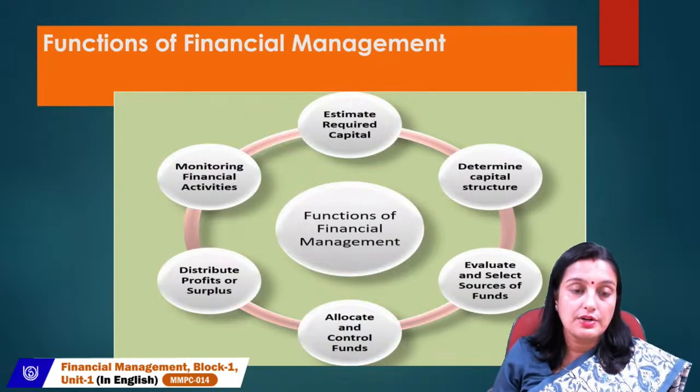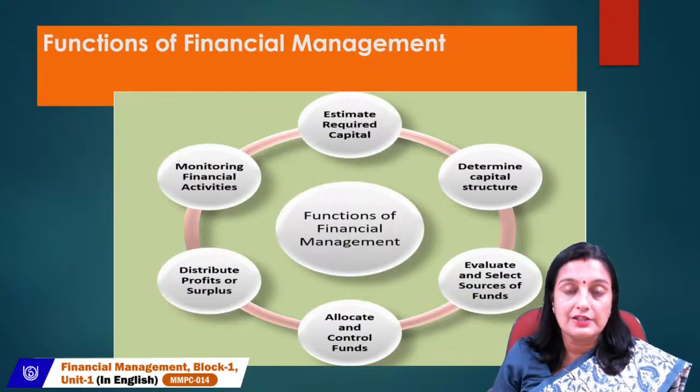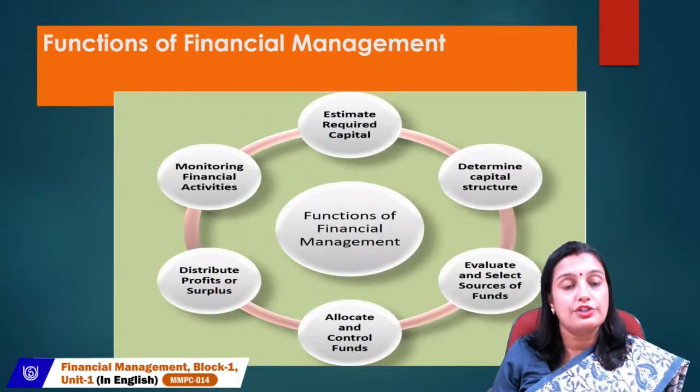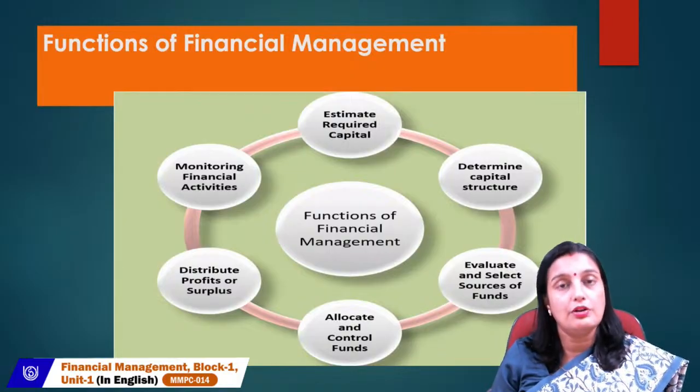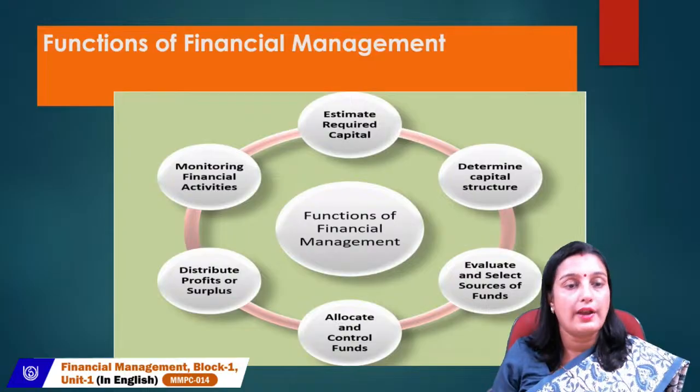The next one is to distribute the profits or surplus. After investment or allocation, whatever earning you get from your investment, you must distribute in the form of dividend, or keep some of the earning as retained earning. It is important: if you have earned from your investment and you do not distribute to your shareholders, you lose the trust of the shareholders. So distribution of profit in the form of dividend is also important. Distribution of profit and surplus is another important function of financial management.